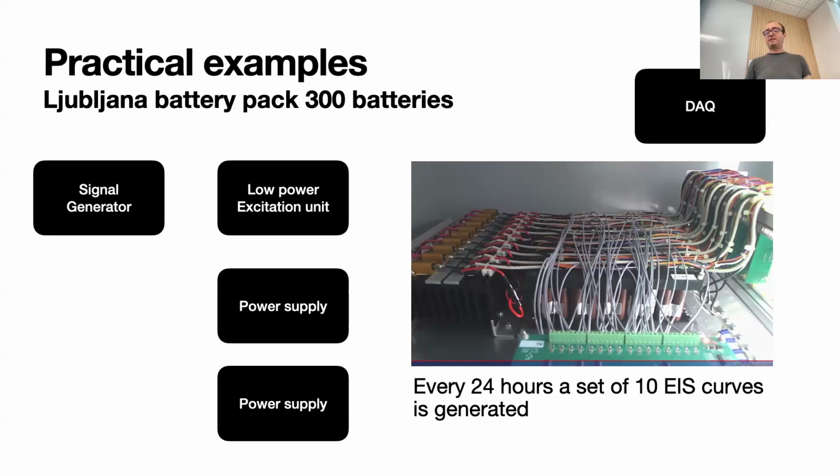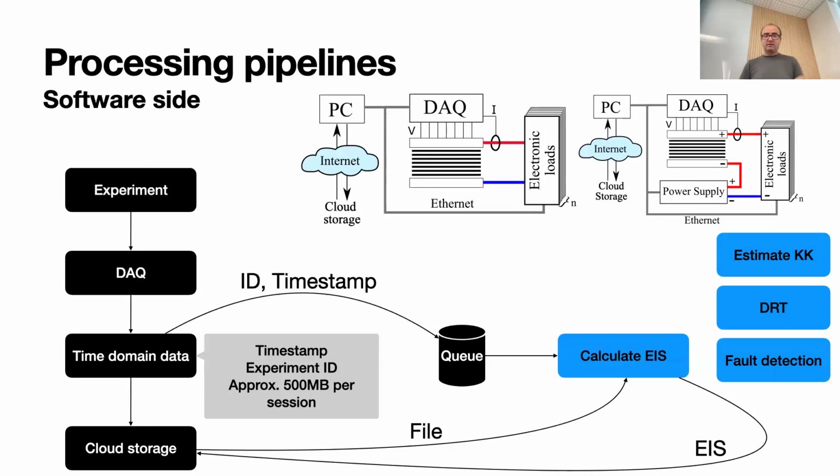It has exactly the same setup like you have here in Daejeon, except these are low power batteries and there are 300 of them. But these kind of experiments we are running in parallel all the time. Okay, so how does a simple processing pipeline go from a software perspective?